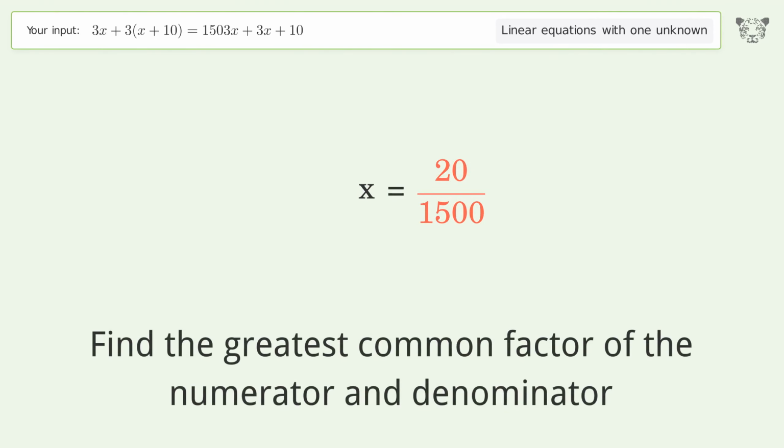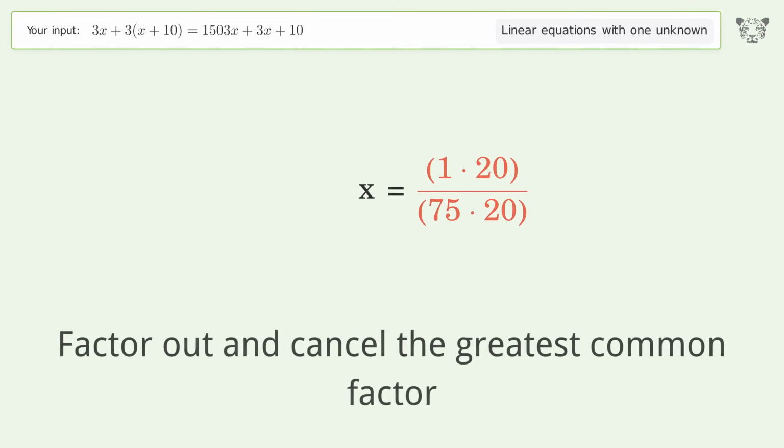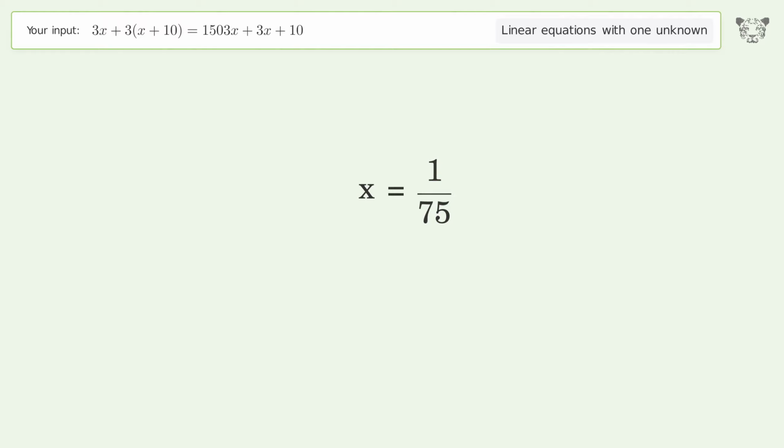Find the greatest common factor of the numerator and denominator. Factor out and cancel the greatest common factor. And so the final result is x equals 1/75.